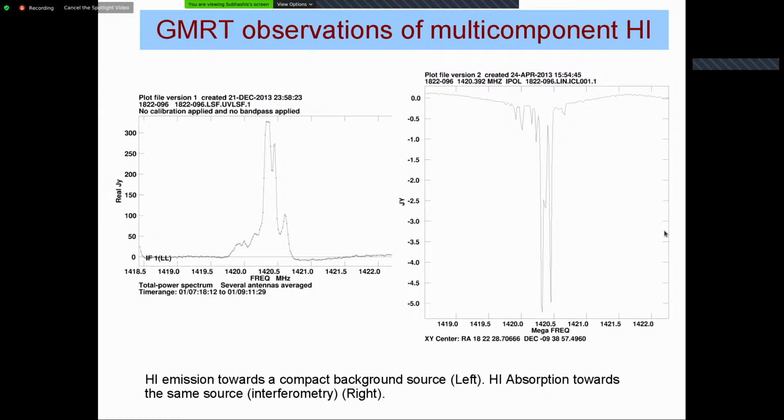Because there are two, three things happening here. The first thing, on the left side plot, is that you are looking at a general direction, which was the direction towards the compact extragalactic source called 1822 minus 096. And the beam is broad, because the GMRT telescope's beam is almost half a degree. Beam means the resolution. So within half a degree, whatever hydrogen gas in our galaxy is there has contributed to the plot shown on the left. Now the right side is shown with this interferometer.